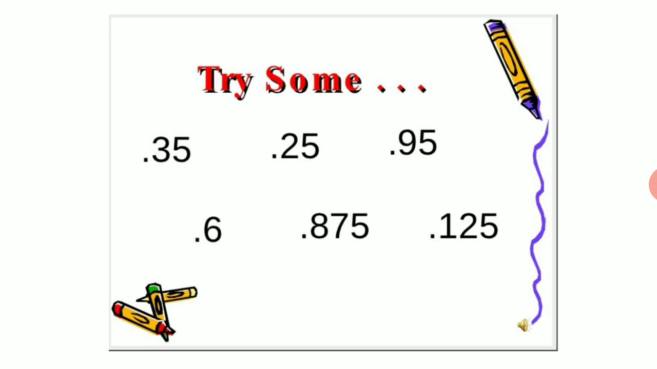Okay, in the same manner, 0.875. Children, this is a 3-digit decimal. So 5 is in the thousandths, 7 in the hundredths and 8 in the tenths place. So the number becomes 875 by 1000, which when converted to the lowest terms comes to 7 by 8. 0.6, since it is a single digit number with 6 in the tenths place, we write 6 by 10. Okay, then 0.125 becomes 125 by 1000, which when reduced to its lowest terms becomes 1 by 8.